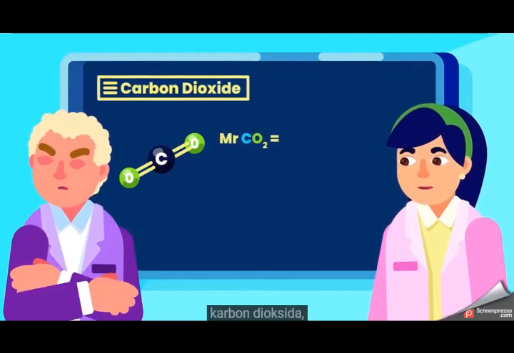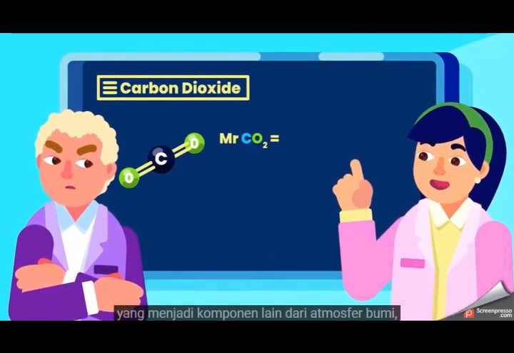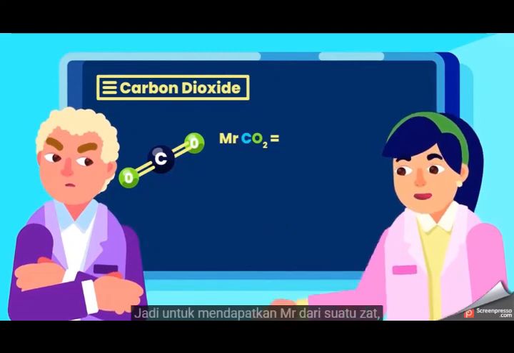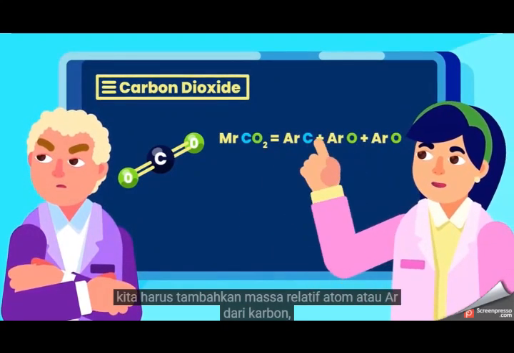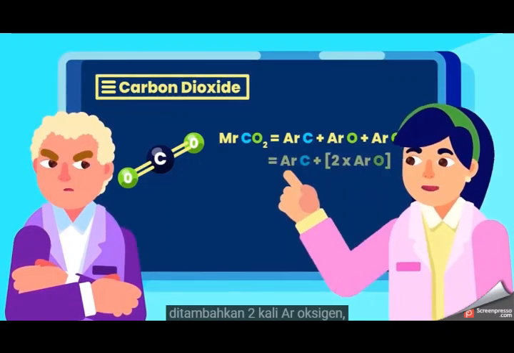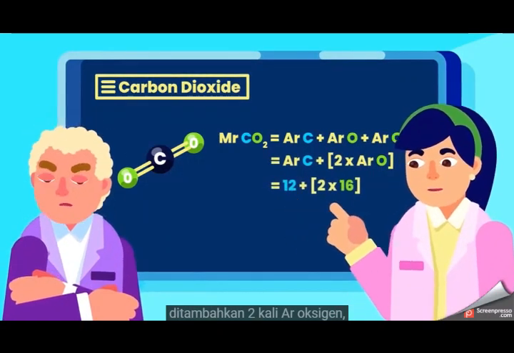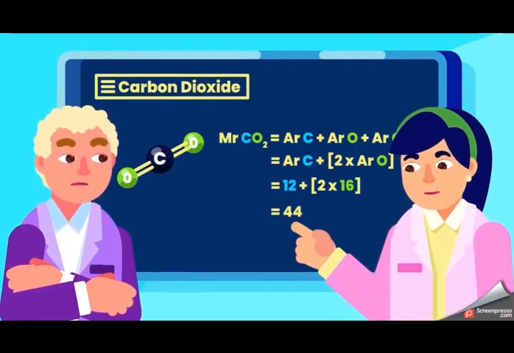For example, carbon dioxide, another component of the Earth's atmosphere, has a formula of CO2. So, to obtain the MR of the substance, we need to add the relative atomic mass, or AR, of carbon, added to 2 times the AR of oxygen, which gives a result of 44.